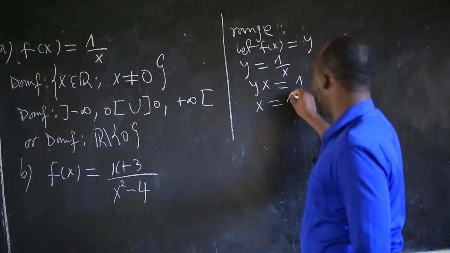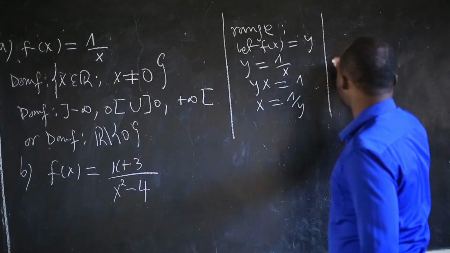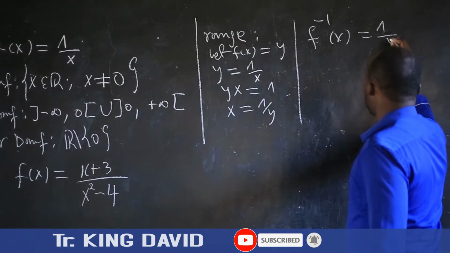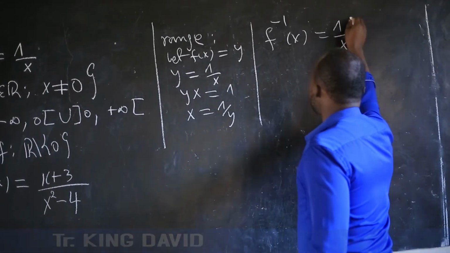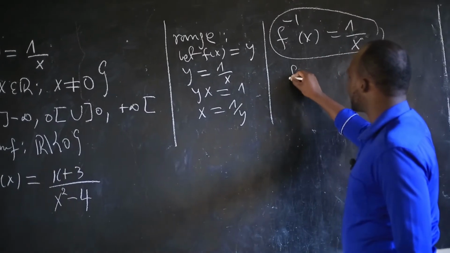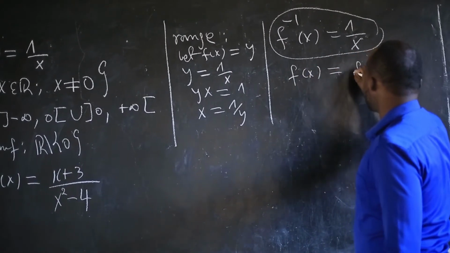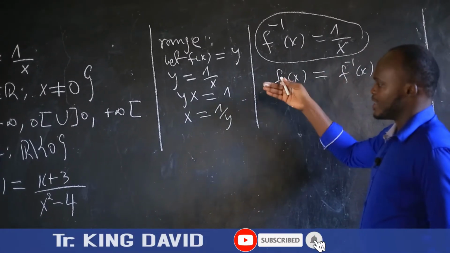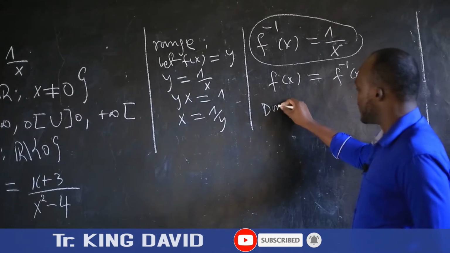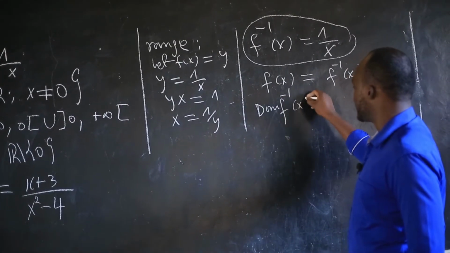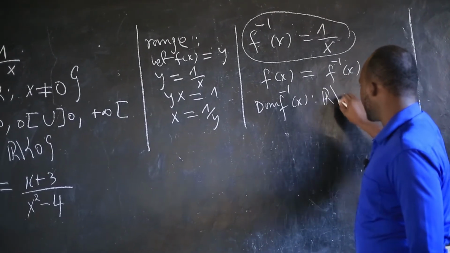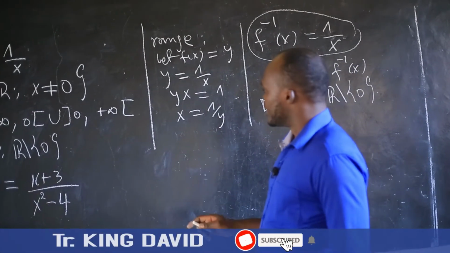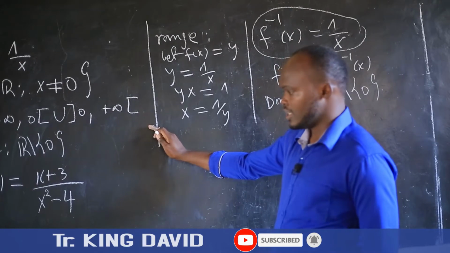So x is 1 over y, then we interchange, so you get that the inverse of f of x is 1 over x, sorry, because we interchange. You see the inverse of f of x is the same as f of x itself. They have the same format. So the domain of the inverse is also the real numbers except 0. So we are done with number 1A. They were asking for range and domain.